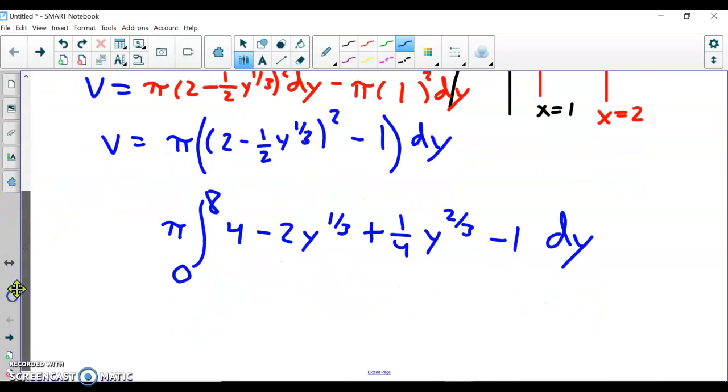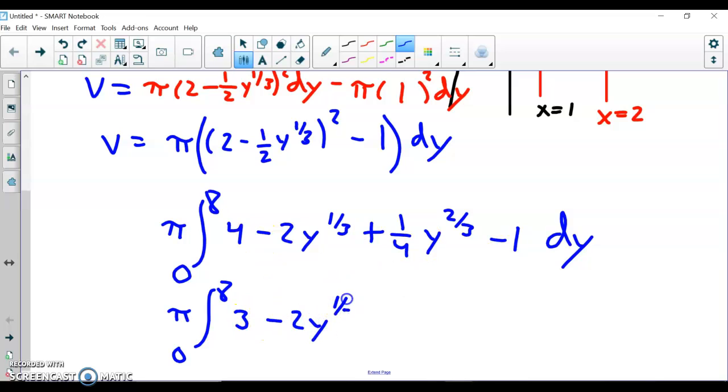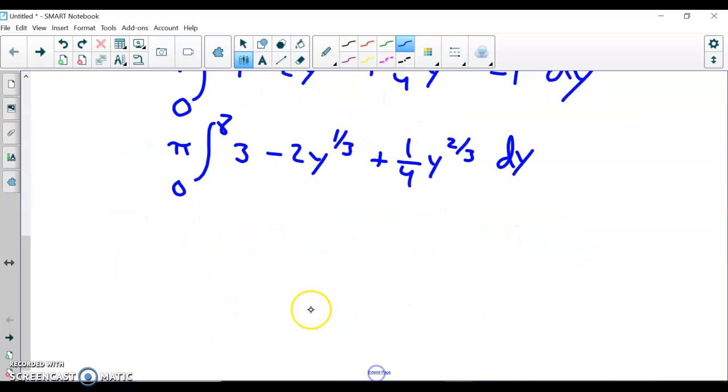Now, as far as cleaning that up further, we can combine some like terms. We'll go from 0 to 8. We got the pi here. Look, we got a 4 minus 1 is 3. You don't have to put this in any particular order as long as they're separate terms. So we got 4 minus 1 is 3. We've got a 2y to the 1/3, and we've got a 1/4 y to the 2/3 dy. All right, so now it's just a matter of integrating this.